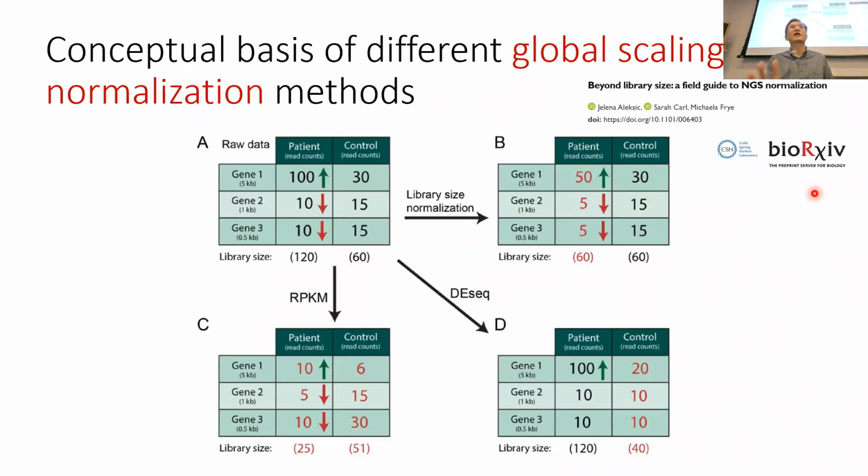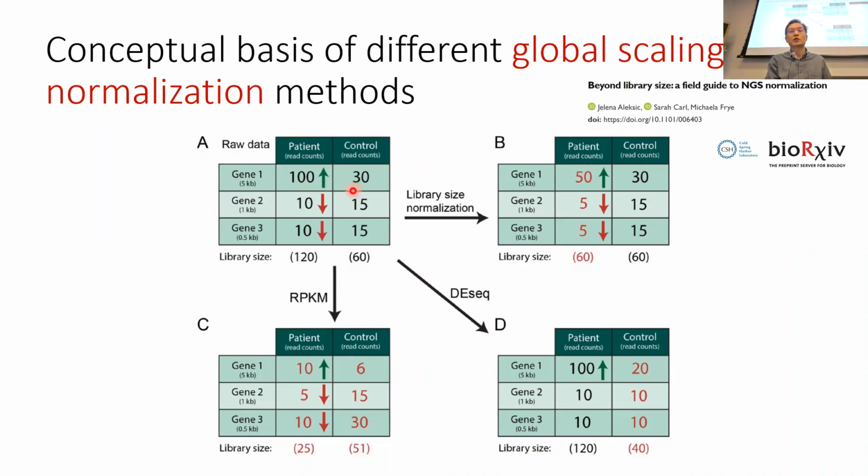Again, this technology is not new. It's inherited from traditional RNA-seq technology. So you have raw data, and that's two samples, two columns. In this case, it's an example from a traditional RNA-seq. You have a patient, you have control, and you have 3 genes.